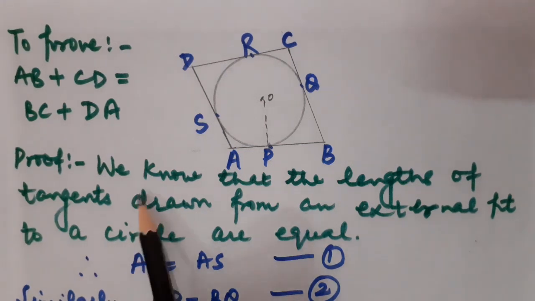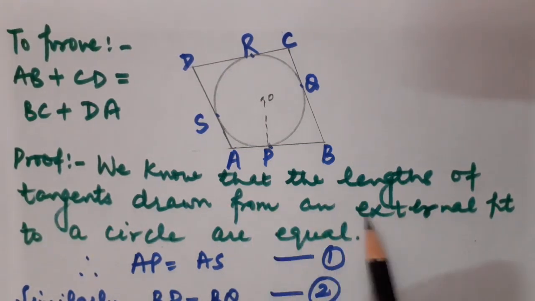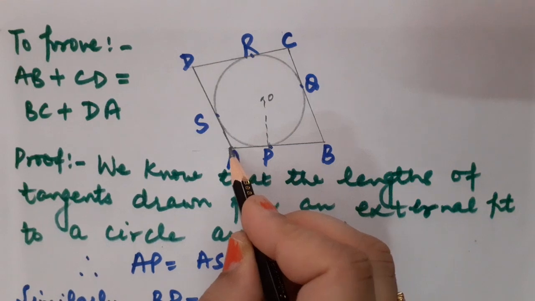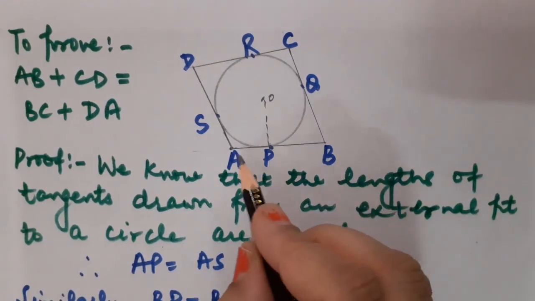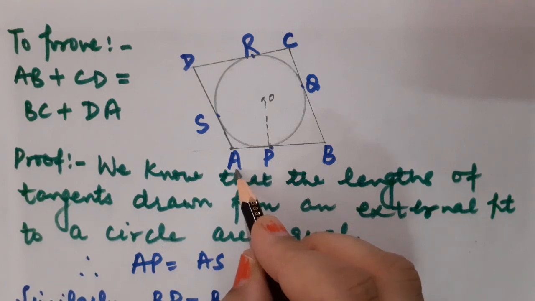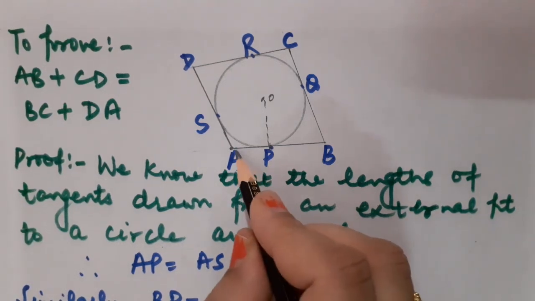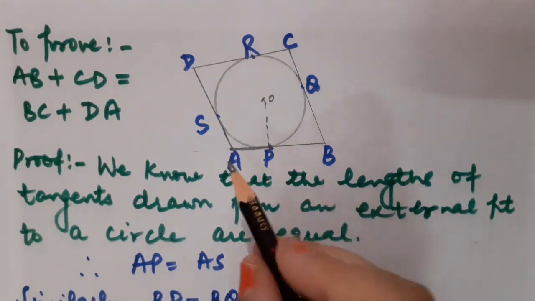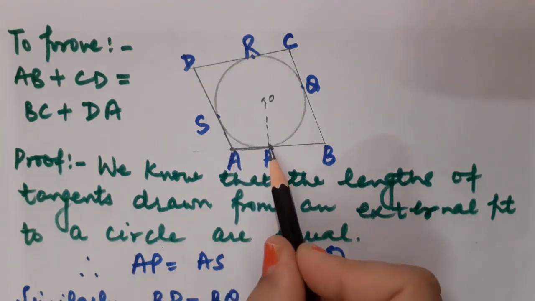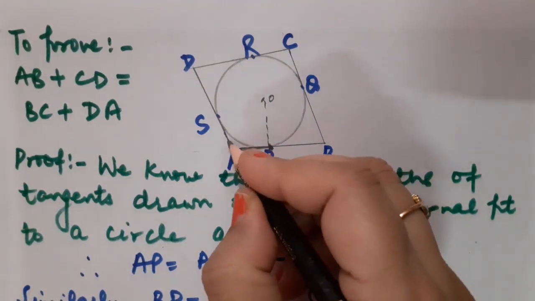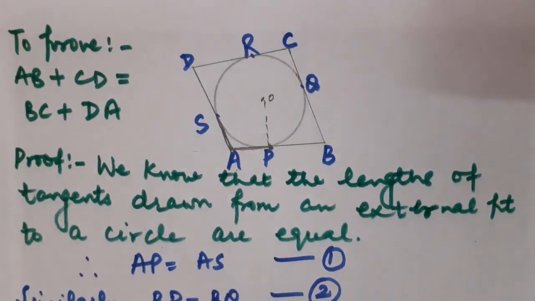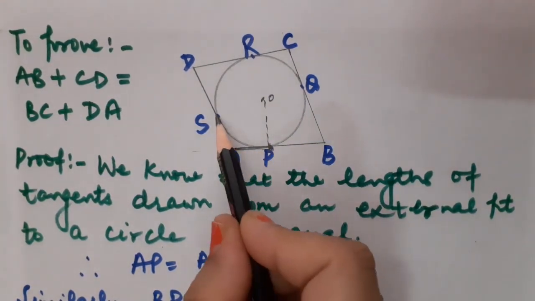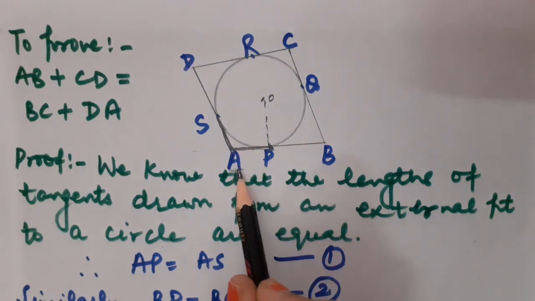What is the statement? We know that the lengths of the tangents from an external point to a circle are equal. Please have a look children. If I take point A as the external point, there are two tangents drawn from this external point to the circle. Which are those? One is AP. I told you that we have to take the length of the tangent starting from the external point and going up to the point of contact. In the same manner, this AS is the other tangent. So AP must be equal to AS. Why? Because the lengths of tangents are equal if they are drawn from the same external point.